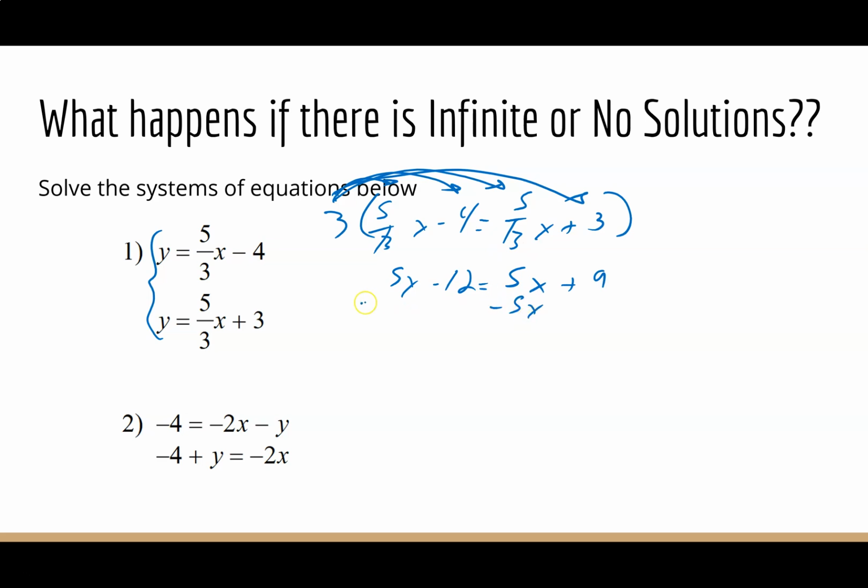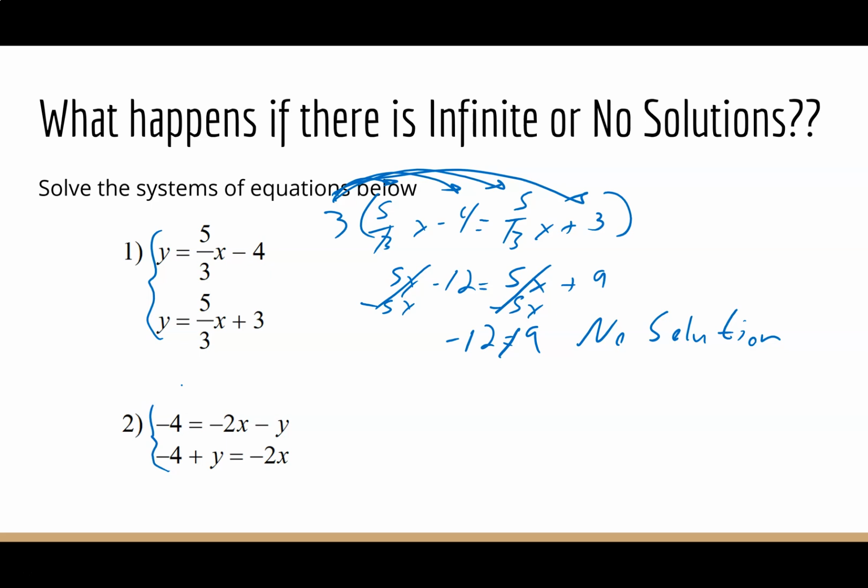Minus 5x, minus 5x. Negative 12 equals 9. Well, that's not true. That means there is no solution. My x's disappeared. That's not good. So that's one example about how things can go bad. Okay, if your variables disappear and you're left with a number and another number that are not equal, then it's illogical, no solution.